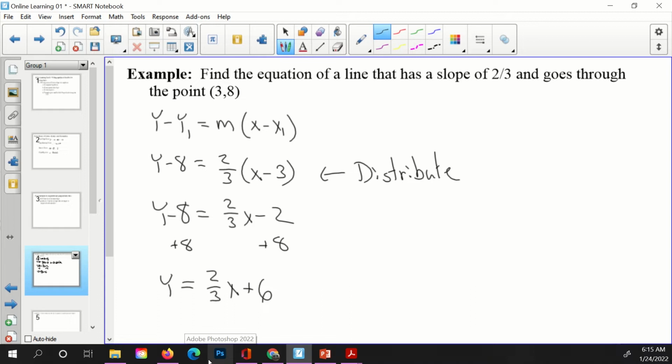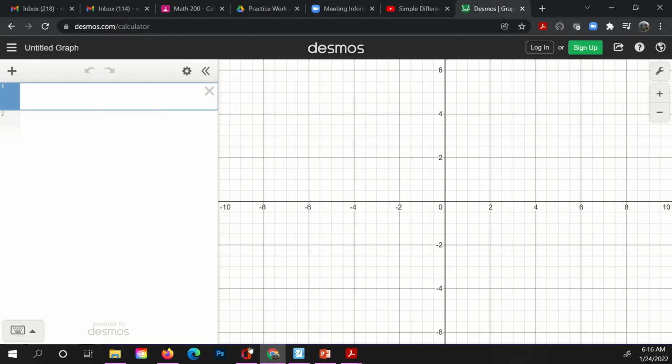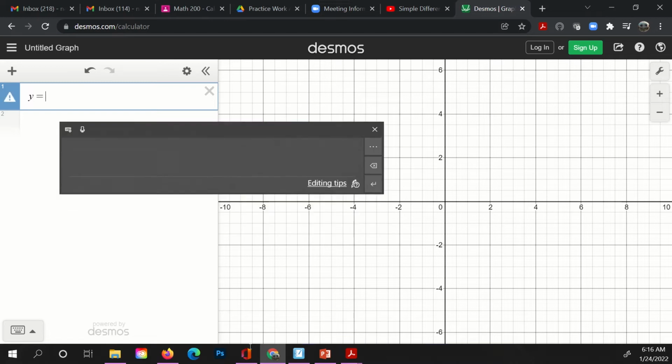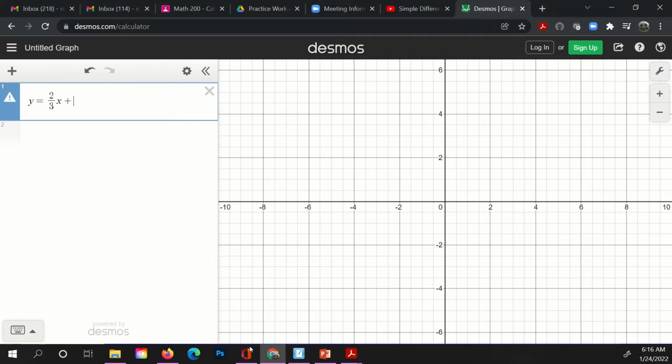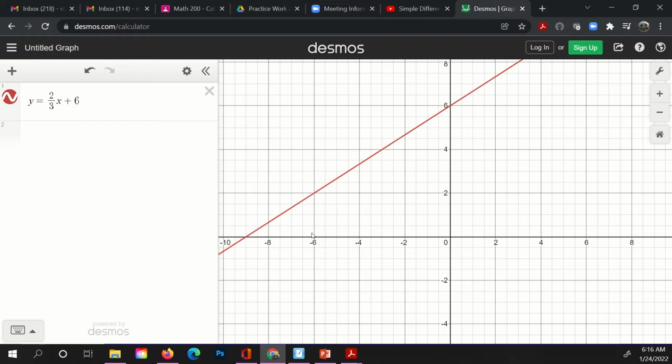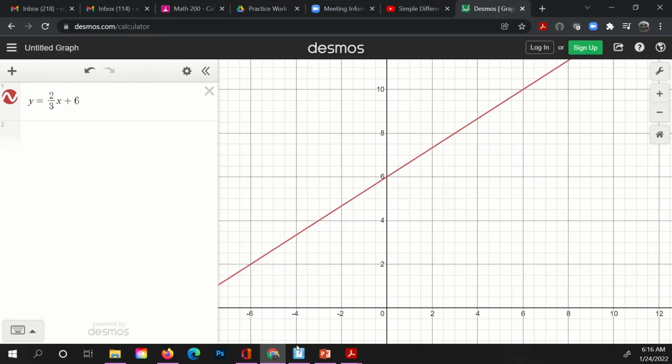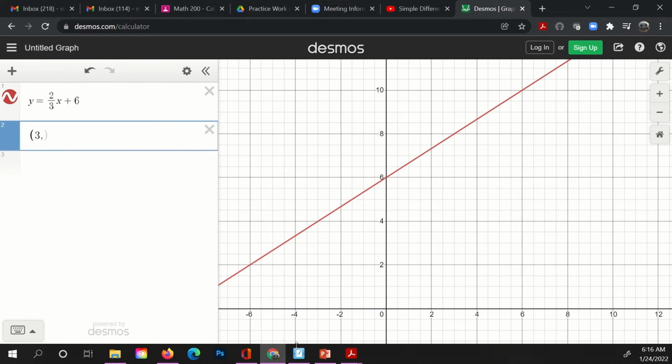And so what I can do to check that is go over here to Desmos and enter y equal to 2 divided by 3x plus 6. And we can clearly see the y-intercept is 6. If it goes up 1, 2, right, 1, 2, 3, that's how the slope works. And if we need to check the point, it goes through the point 3, 8. Let's see what we get if we go 3. There is our point. Goes through. All right.